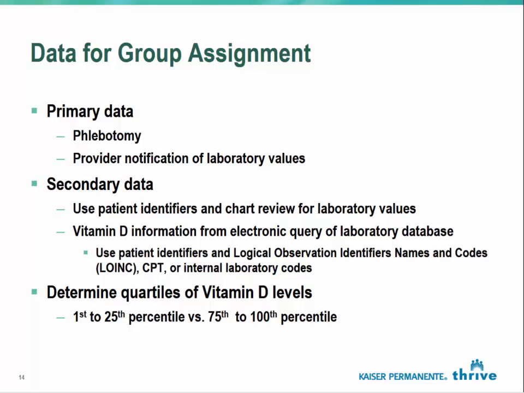That's Logical Observation Identifier Names and Codes, long words, and that's generally not specific enough because one LOINC code covers multiple labs. So within that you would go to a CPT, current procedural terminology, code, or maybe even internal laboratory codes, where the health system has its own codes for each one of these labs that we'd be using. And then we could determine our quartiles of vitamin D levels. We could either use a standardized set of vitamin D levels, or we could use the group of patients we have and just develop our own quartiles.